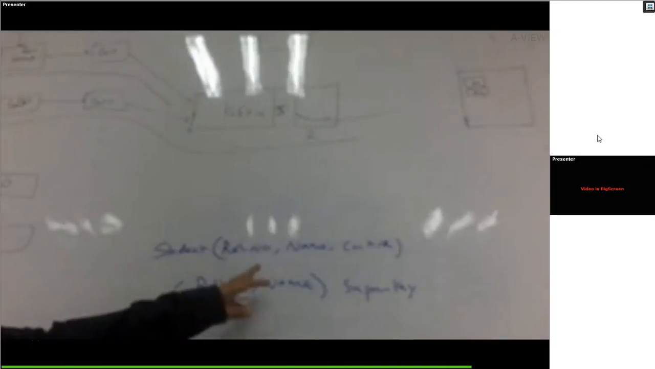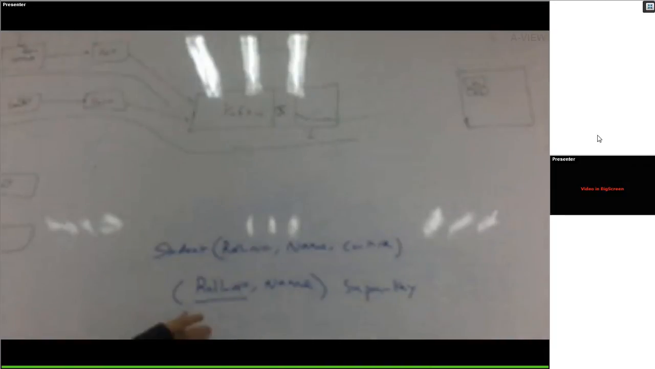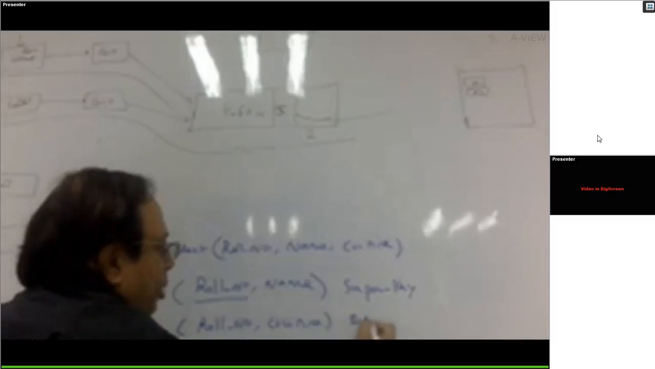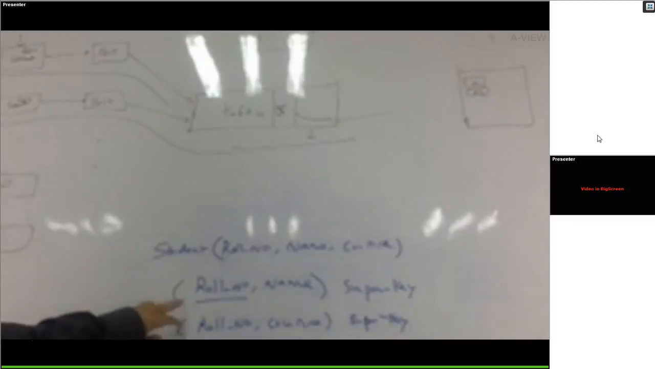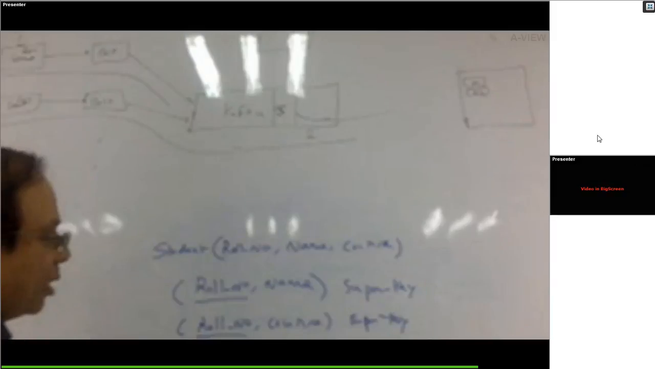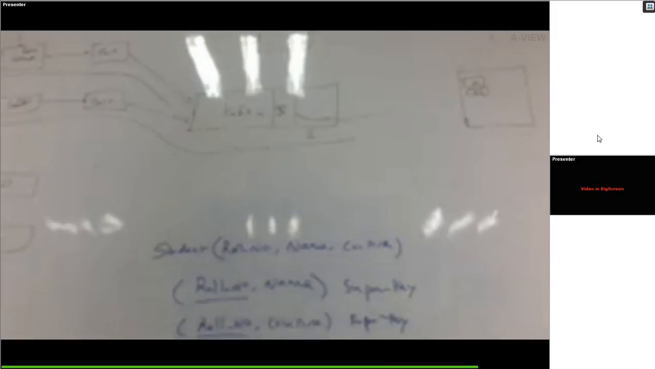So you have a key and a super key. A super key is formed from the key. For example, another super key can be roll number plus course. This is another super key. A super key has the key as its subset. For example, the key in this case is roll number. So the super key has the key as its subset. Okay, let me repeat this.